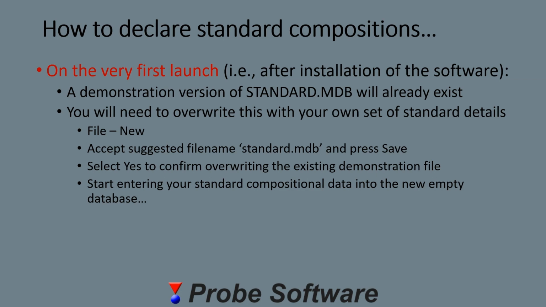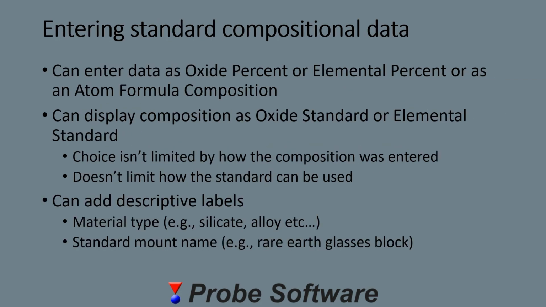Now, I emphasize, you're only overwriting this the very first time you launch standard.exe. Once you've started generating your standard.mdb with your standard data, you'll only be adding to it or modifying it. Now, as we'll see in a minute, you can enter the data as oxide percent or elemental percent, depending on how the data is presented on your certificates of composition, or as an atomic formula composition, which I'll demonstrate later.